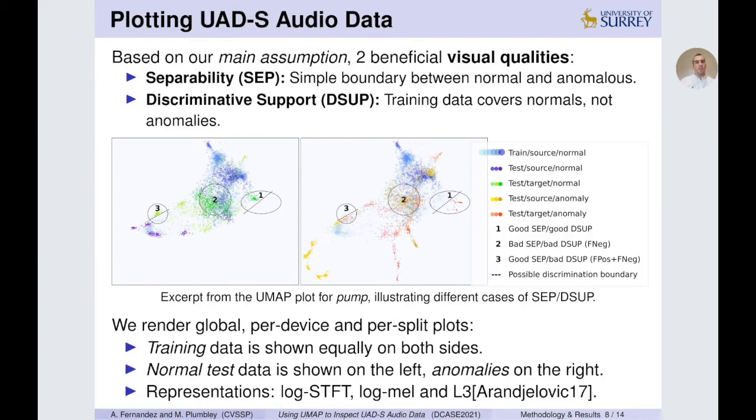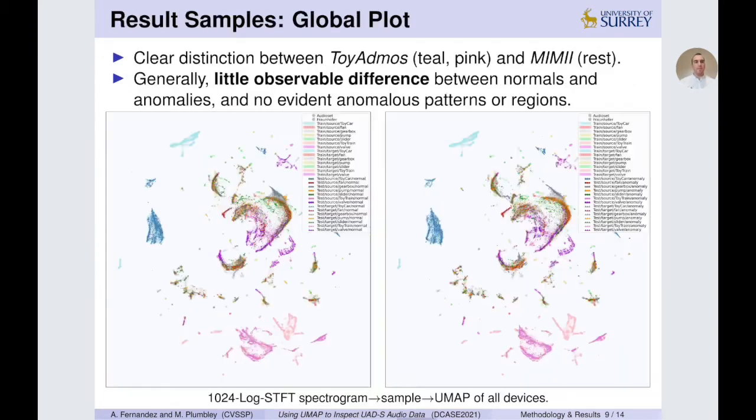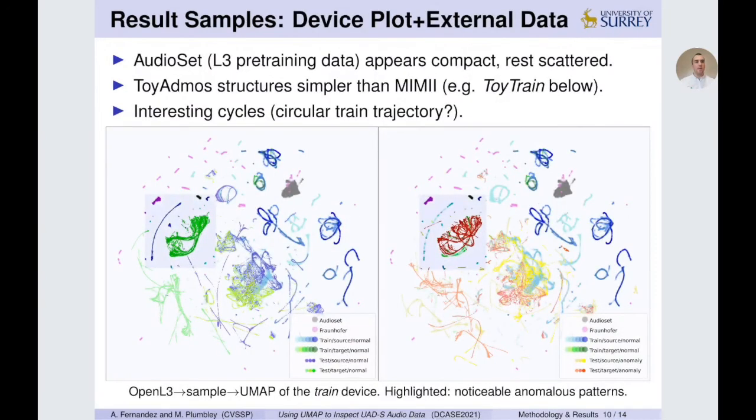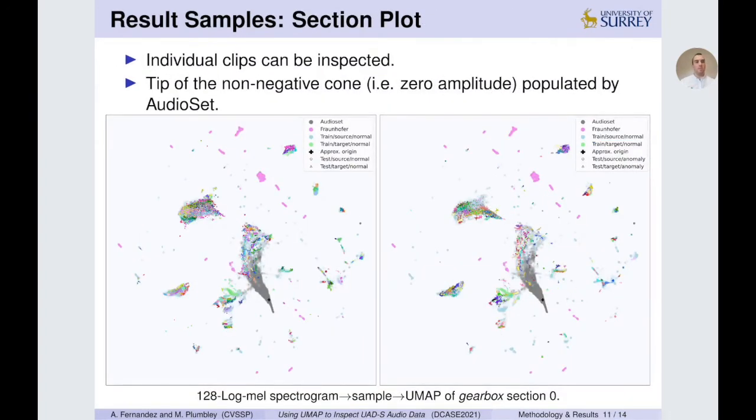In order to inspect the full dataset, we render circa 200 plots covering the global, per device, and per split regions. We also observe 3 different representations that are popular in the audio community: log STFT spectrograms, log MEL spectrograms, and L3 embeddings. The following 3 slides illustrate the global, per device, and per section plots with some of the structural trends that we have observed, and readers are invited to discuss at the poster session.